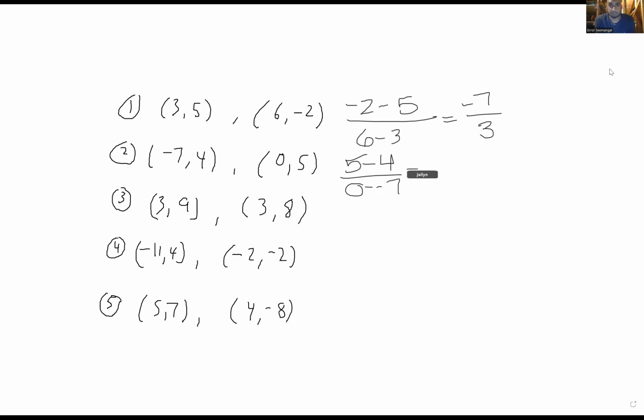Good. 5 minus 4 is? Yep. Over. Good. Does that go up to the right or down to the right? Up to the right. Yep. Good. 3. Go ahead. Yeah.